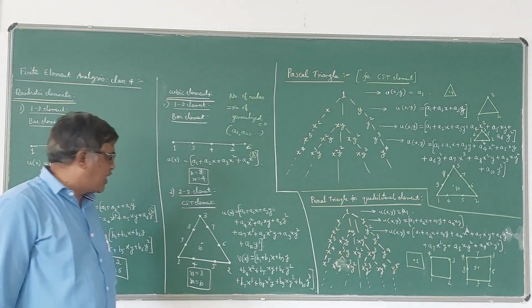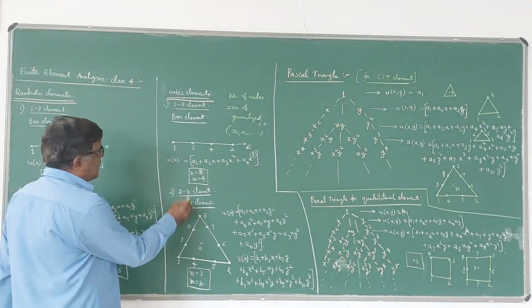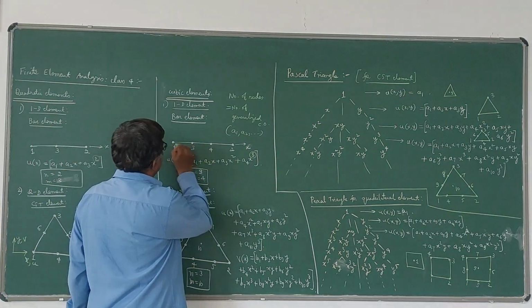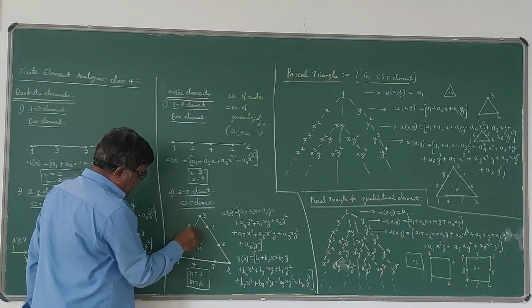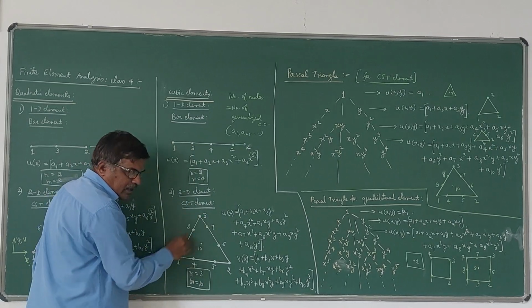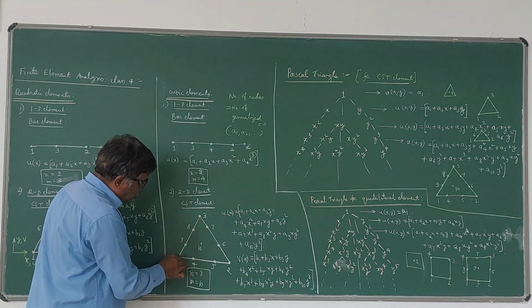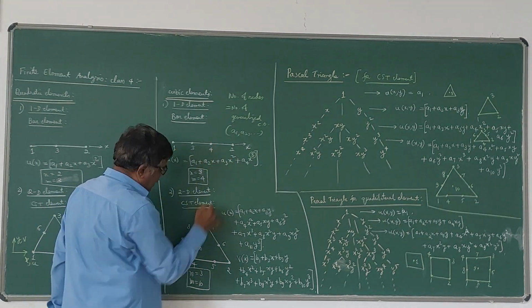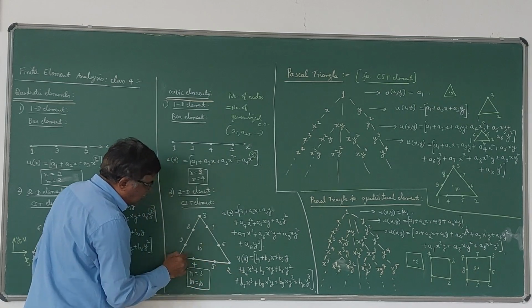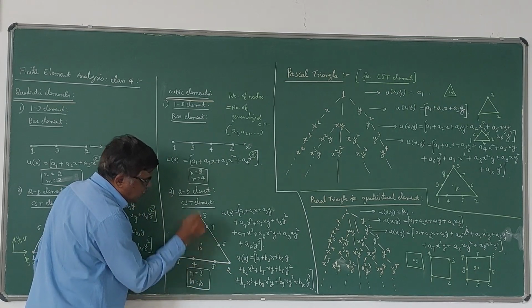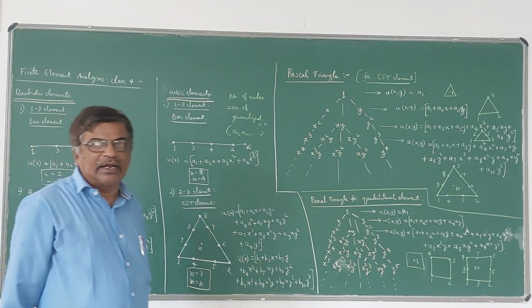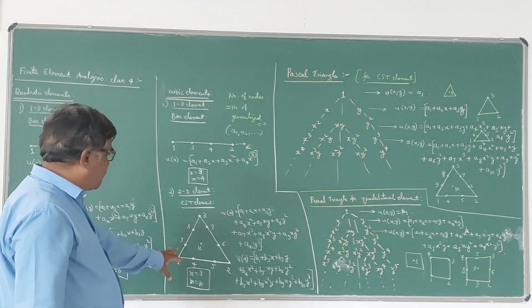We have 10 nodes here. Just like this line element, for each line or edge of the triangle you will have 4 nodes, similar to this 1, 2, 3, 4. Like that, for each edge you will have 4 nodes, and at the center you will have one node. You can take it as the centroid. You have one node, 10.